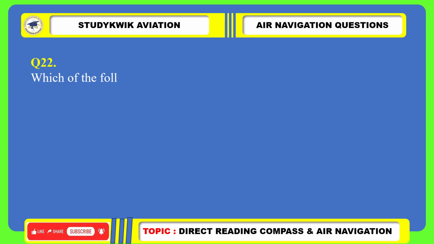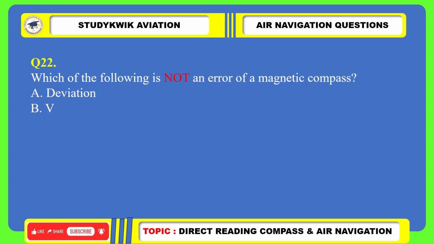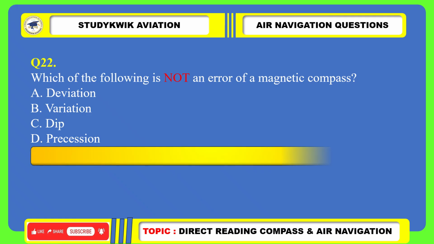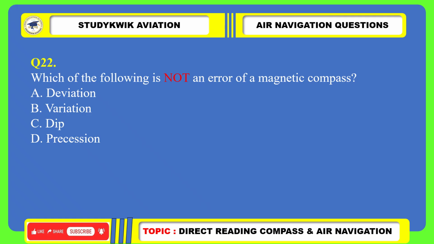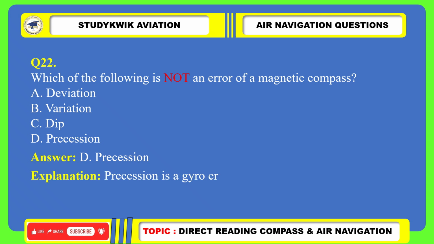Question 22. Which of the following is not an error of a magnetic compass? Deviation, variation, dip, precession. The correct answer is D. Precession. Precession is a gyro error, not a magnetic compass error.